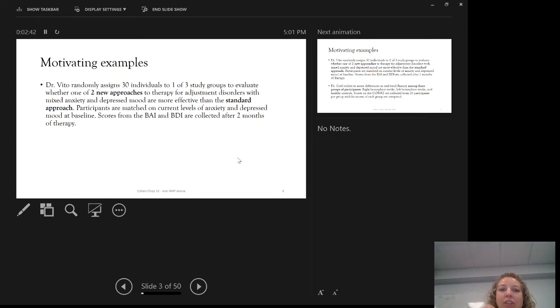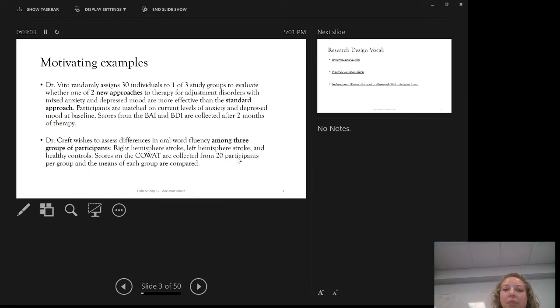So participants are matched on current levels of anxiety and depression mood at baseline. Scores on the Beck Anxiety Index and the Beck Depression Index are collected after 2 months of therapy. So we're still going to have continuous measures we're comparing, and we're still going to compare the averages. We're comparing the means, just like we did with t-tests. The whole key here is we have more than 2 groups.